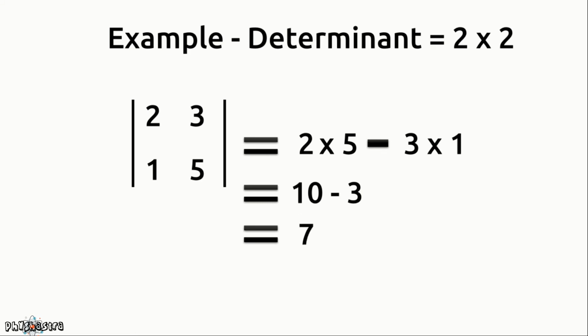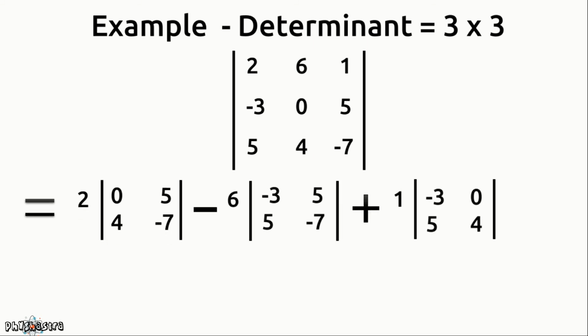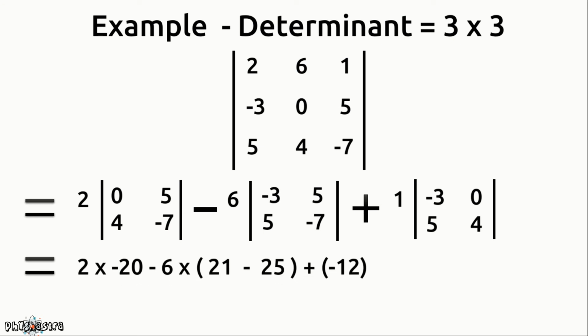Now let us find the determinant of a 3 by 3 matrix. Here are the elements. We consider the first element 2, then multiply with the remaining 2 by 2 form. Similarly, for the rest of the 2 elements, we compute the 2 by 2 matrix, and further we get the algebraic form and then the final answer.